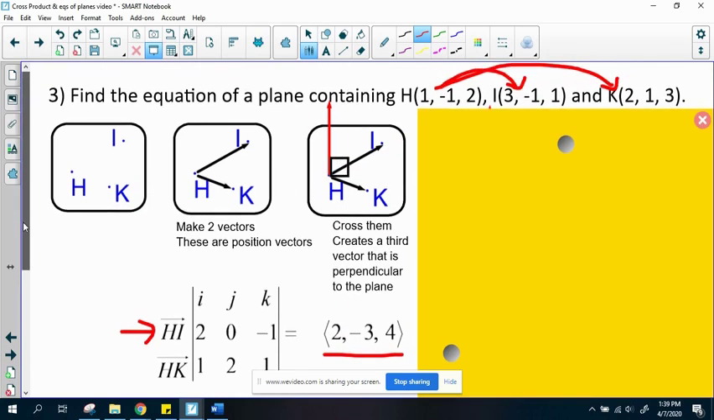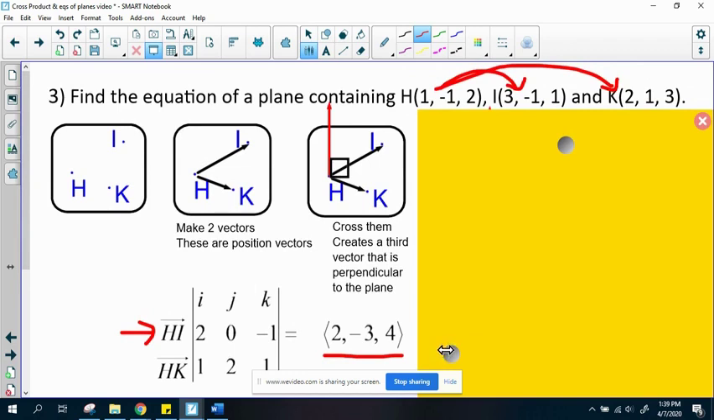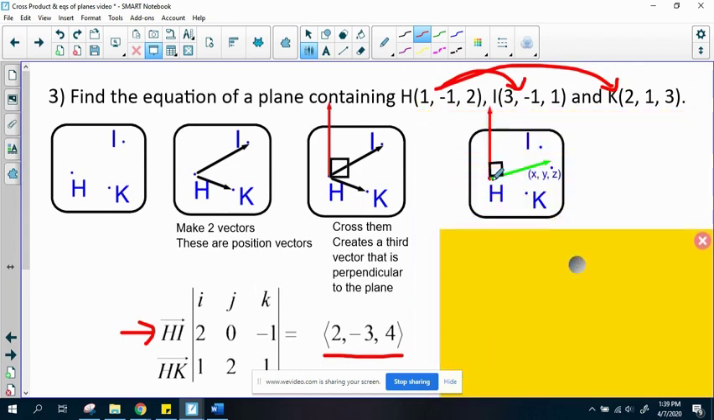Okay, then what I'm going to do is take this and make almost like a second position vector from any of these points. I always like to use the first point, but really it doesn't matter which one you use.